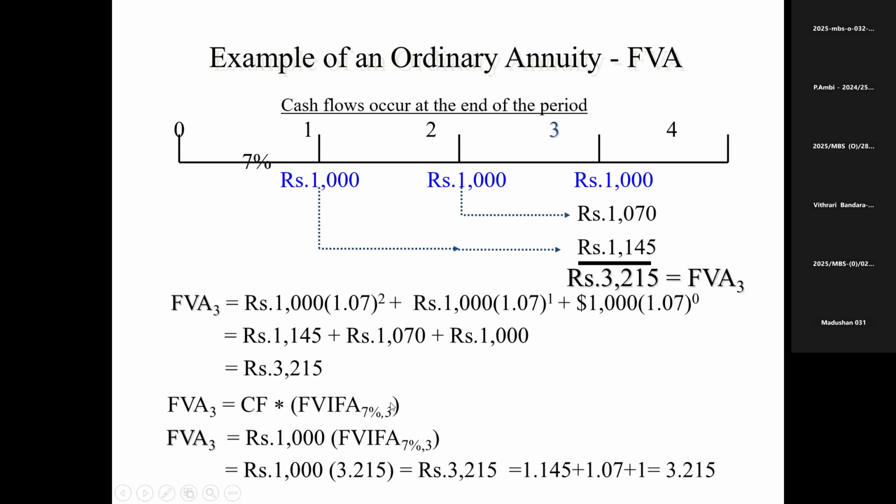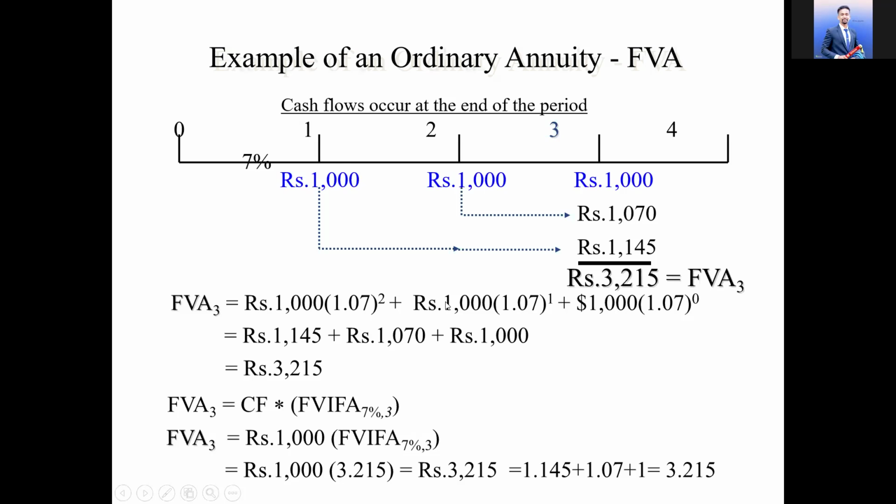But we can use the table value. Come to the ordinary annuity. Okay, that is one way.